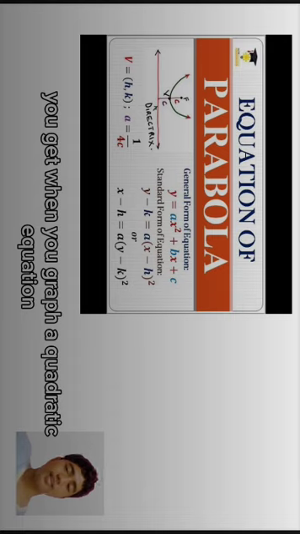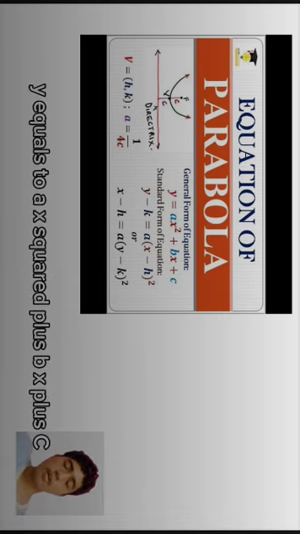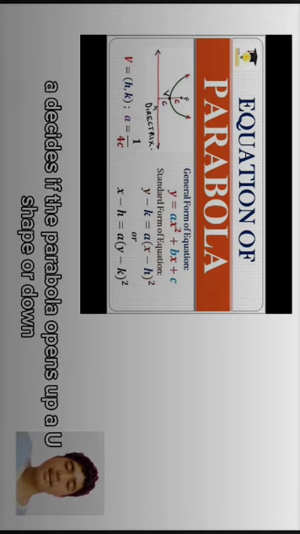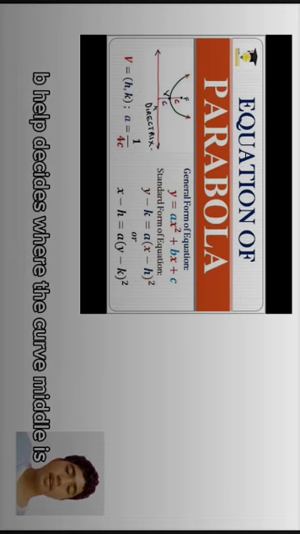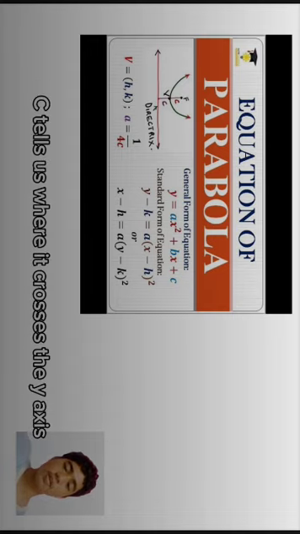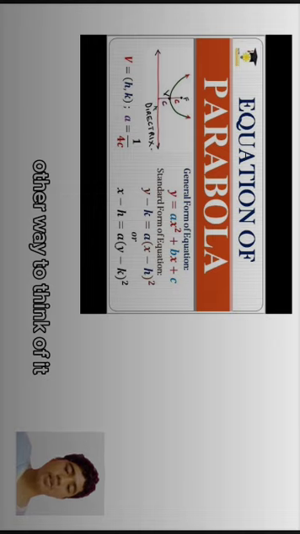A parabola is a U-shaped curve you get when you graph a quadratic equation. The equation looks like this: y equals ax squared plus bx plus c. A decides if the parabola opens up, a U shape, or down, an upside down U, and how wide or narrow it is. B helps decide where the curve's middle is. C tells us where it crosses the y-axis.